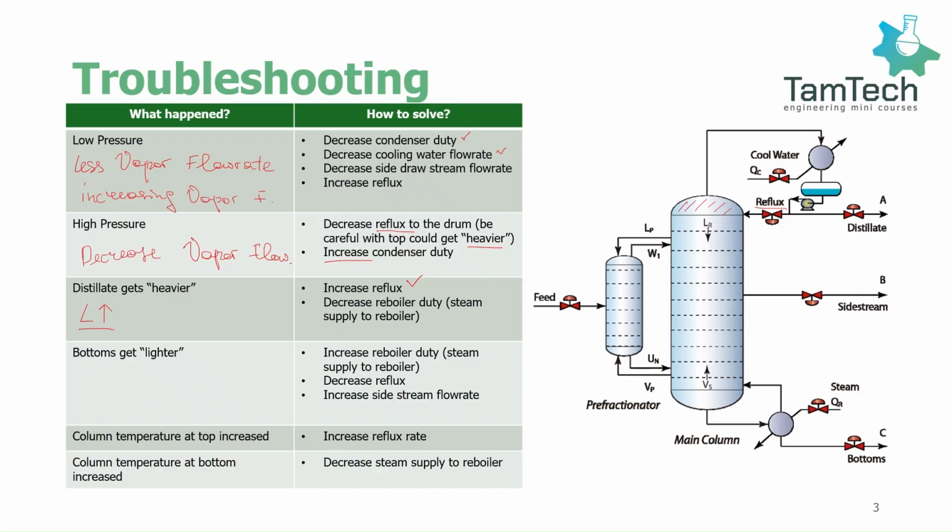so it means our distillate will be lighter after this procedure. Or we can decrease the reboiler duty, and this decrease in the reboiler duty will cause less vapor coming from the reboiler to the distillation column, so it means fewer heavy components that are concentrated in the bottom of the distillation column will go up. So this will cause our distillate to get lighter.